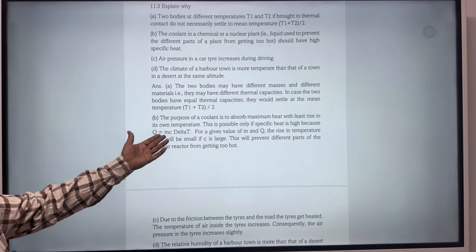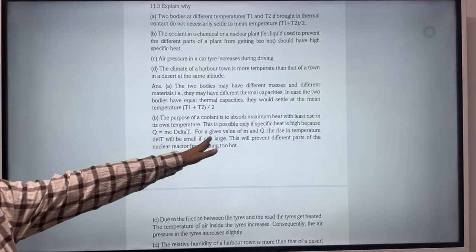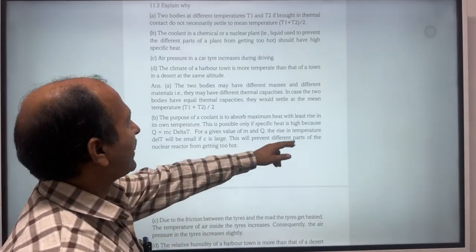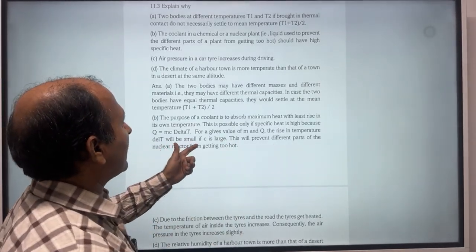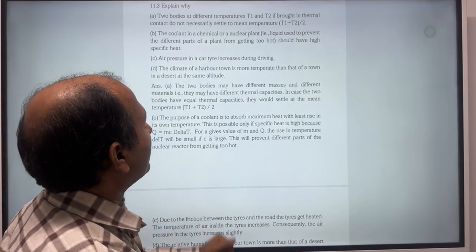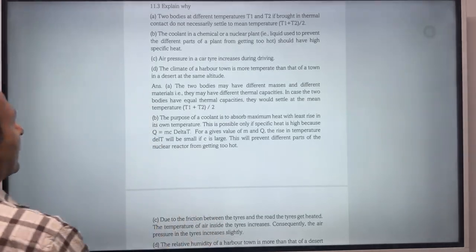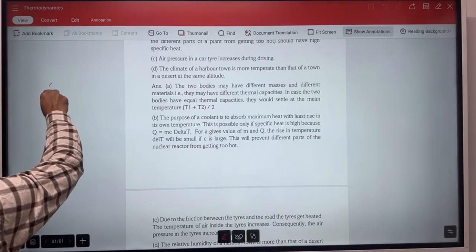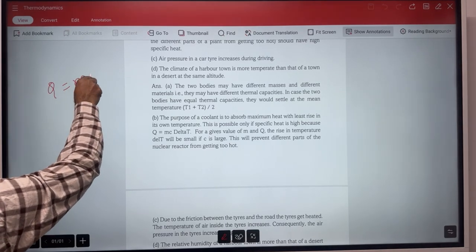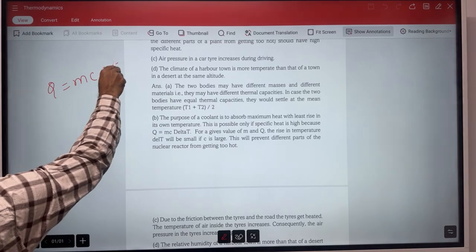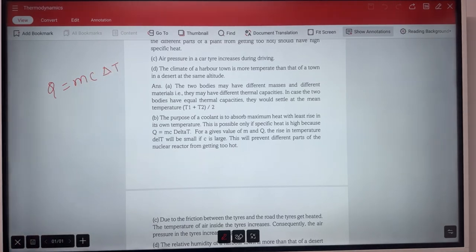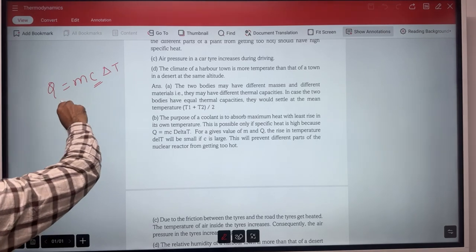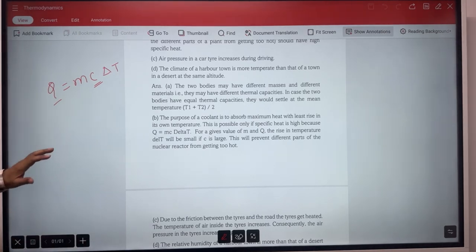From formula Q equal to mc delta T, for a given value of m and Q, the rise in temperature delta T will be small if C is large. This will prevent different parts of nuclear reactor from getting too hot. So let's analyze the formula. Formula says Q equal to mc delta T. Right. So here, if C will be large, in that case Q will be large, means heat absorbed will be more.